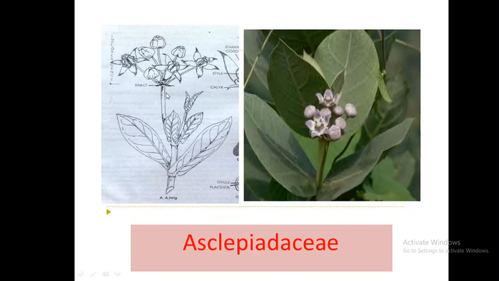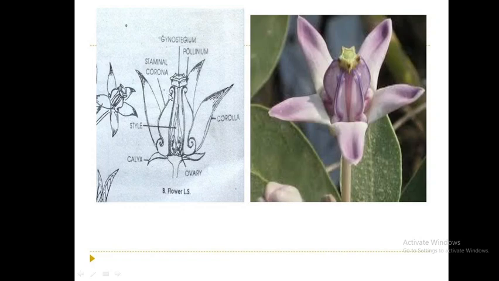Now, flower. So here, this is the Calotropis flower. Now here, this is LS of flower. The flowers are bracteate, usually bracteolate, complete, bisexual, actinomorphic, pentamerous and hypogynous. The flowers are completely large in Ceropegia and Stapelia.